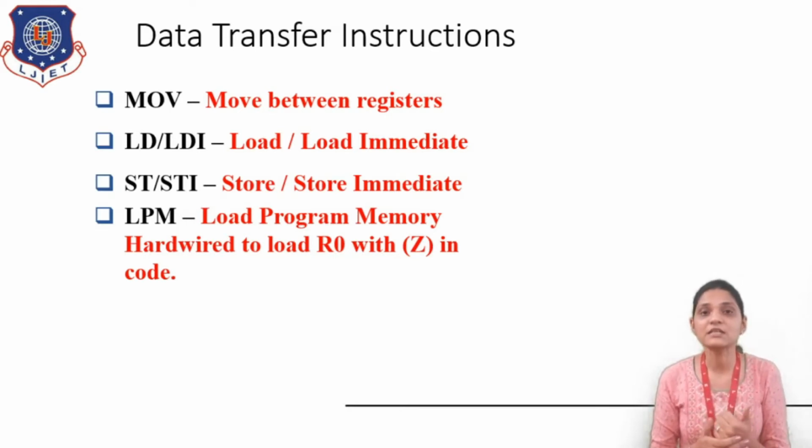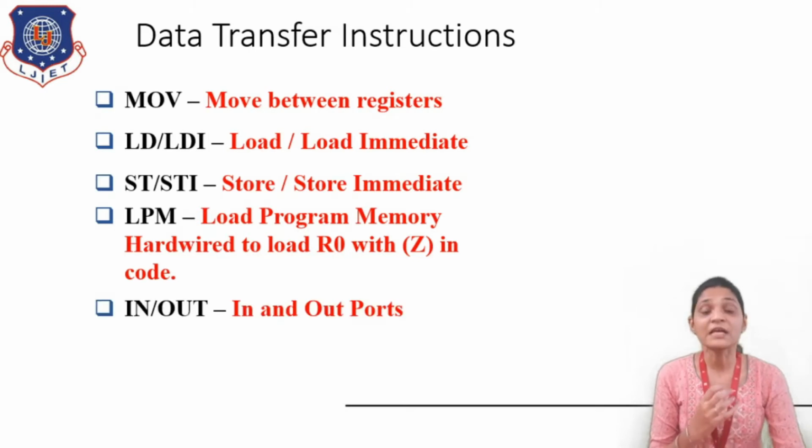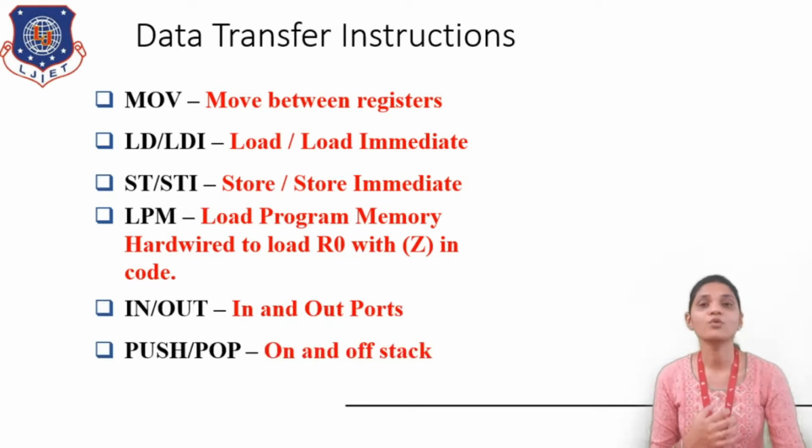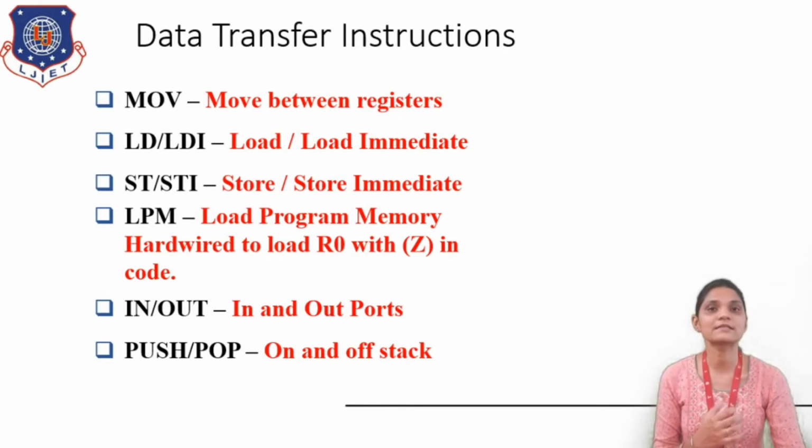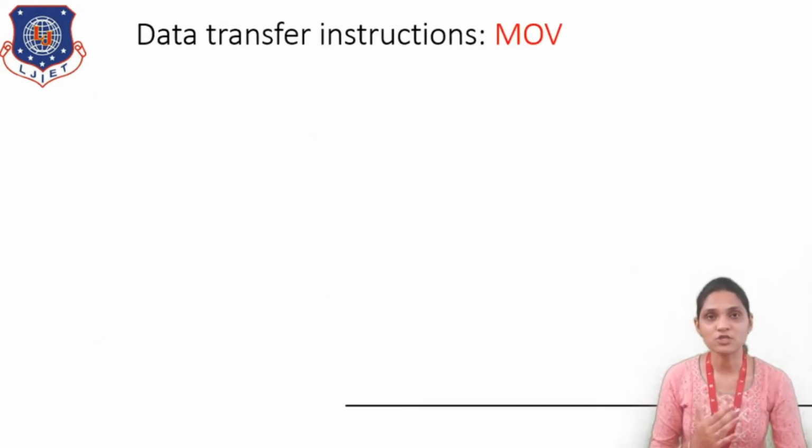In this, the hardware control for loading register R0 with register Z, that is our combined register R30 R31, is used. This is basically loading the program memory, or you can say accessing the flash memory. Then we can use the IN or OUT instruction for accessing input and output ports, or we can use the PUSH or POP instruction for accessing the stack. PUSH is used for storing the data into the stack, and POP is used for getting the data from the stack. So these are the basic instructions that we can use for the data transfer task. We will see these instructions one by one in detail.